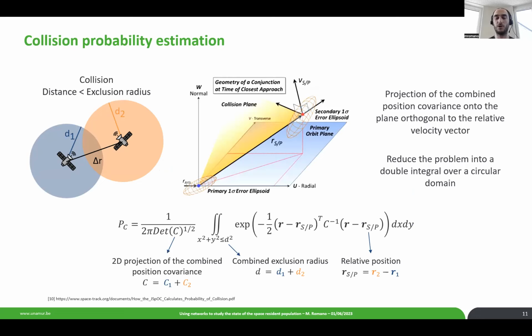We obtain a number, and usually, if that probability is high enough, there are a series of procedures that are activated in order to observe even more the two satellites that are involved in the possible collision, recompute the probability, and eventually perform a maneuver to send instructions to a satellite in order to change its orbit and avoid the collision.